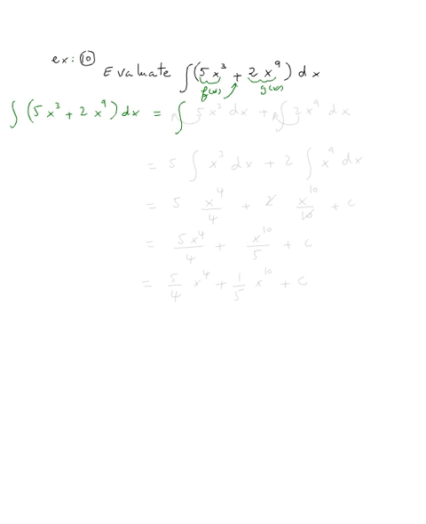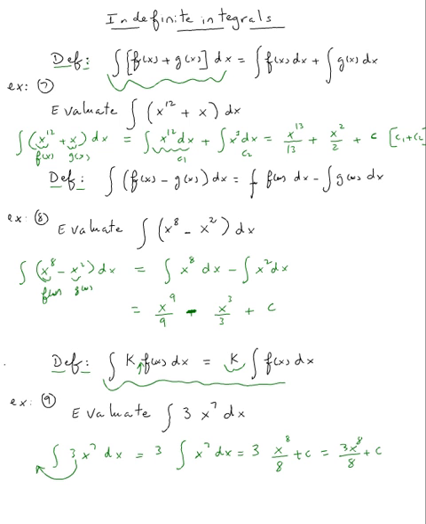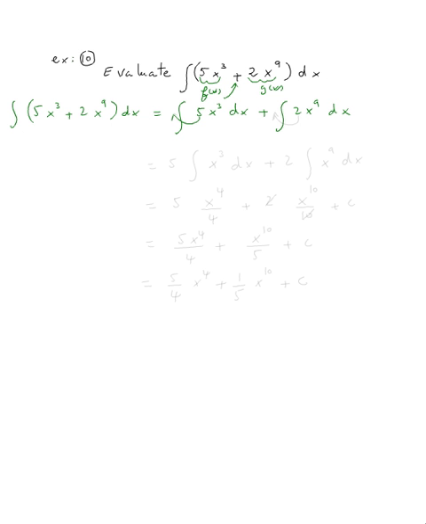So this is going to be equal to the integral of f of x, which is 5x cubed dx, plus the integral of g of x, which is 2x to the 9 dx. Now for each one of them, we're going to use this property right here. Since we have a constant, this constant is going to come out, and for this integral, this constant is going to come out. So this is going to be equal to 5 times the integral of x cubed dx plus 2 times the integral of x^9 dx.